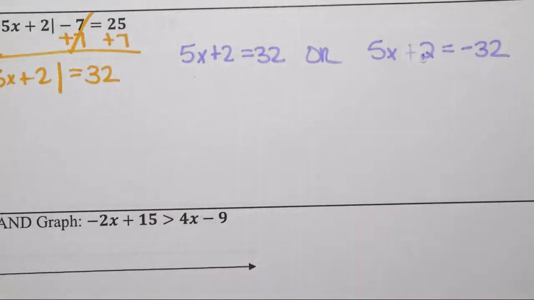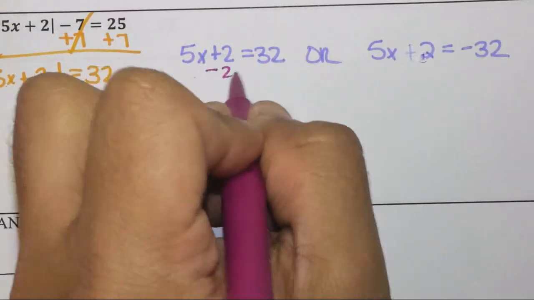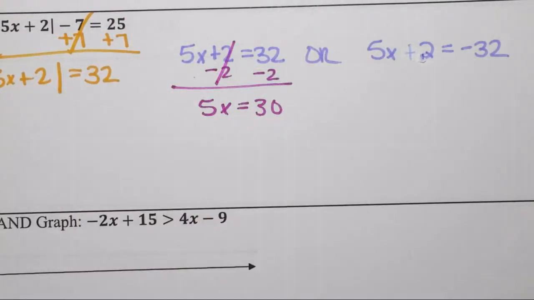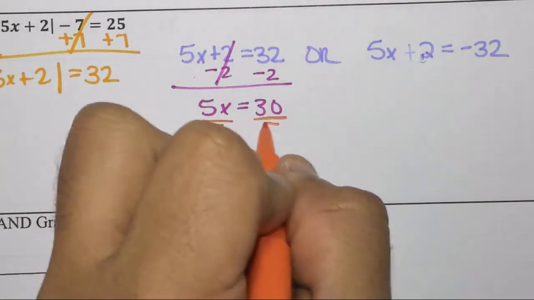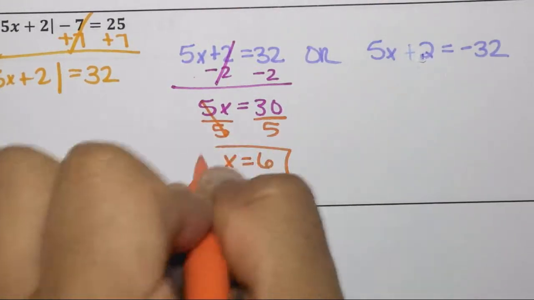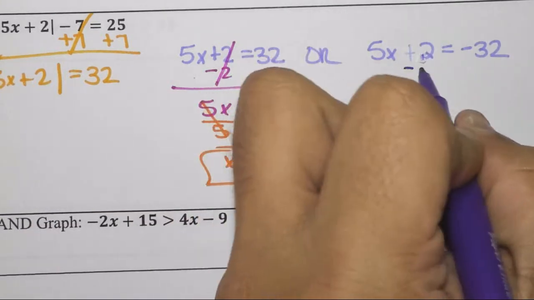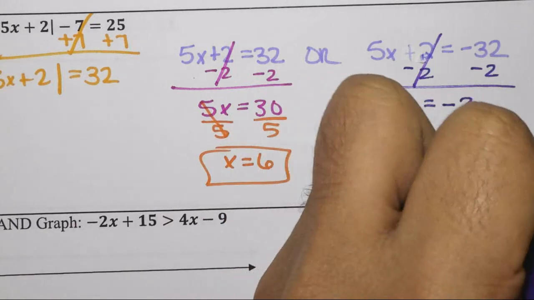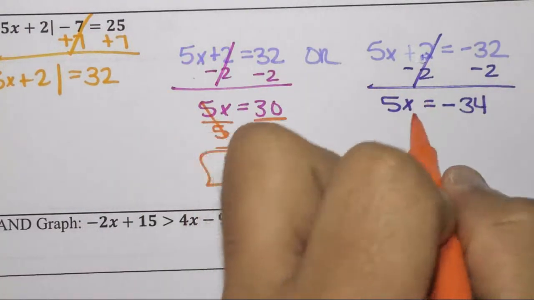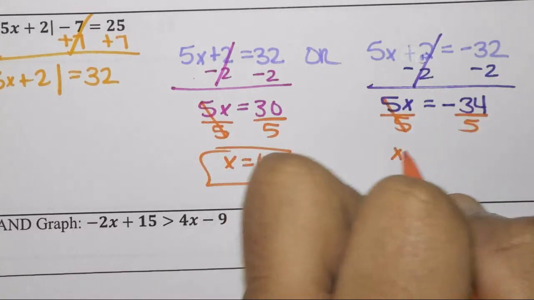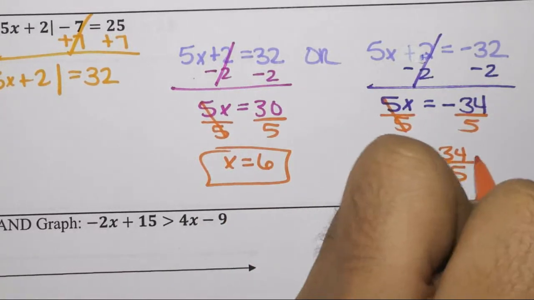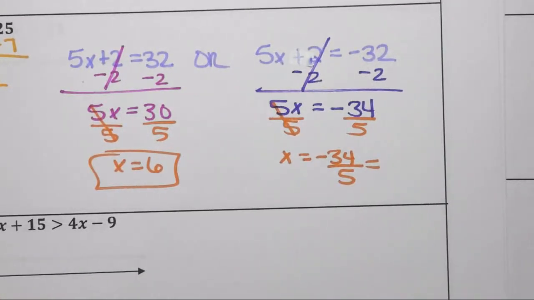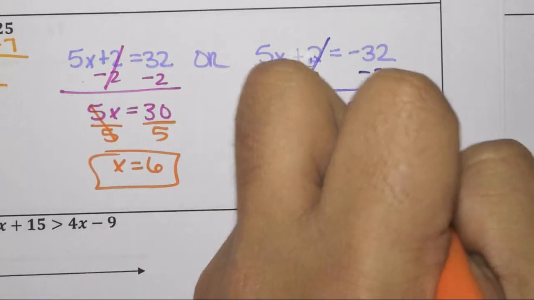Alright, so then we subtract 2 on both. So here I get 5x is equal to 30. And you divide by 5. So you get x is equal to 6. Here you subtract 2. So 5x is equal to negative 34. Divide by 5. So x is equal to negative 34 fifths, or let's see if that's a nice number. Yeah, 6.8. So negative 6.8.